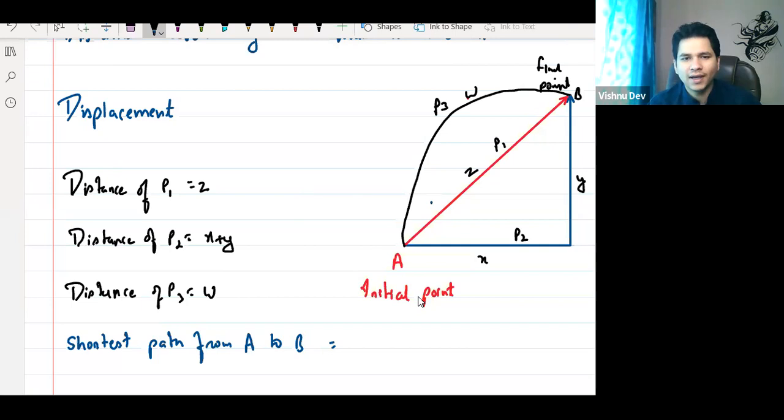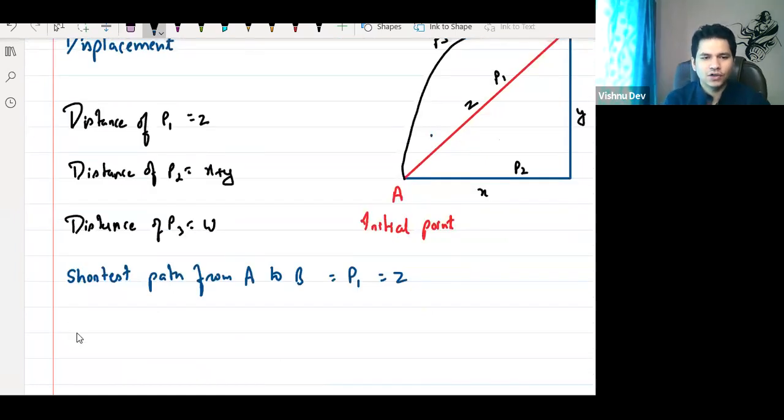Can everyone see? P1, yes. Sir, it is P1 and the length is Z. Right? Yes or no? Agree? Okay, so can I say, sir, shortest point, I'll just write like this.